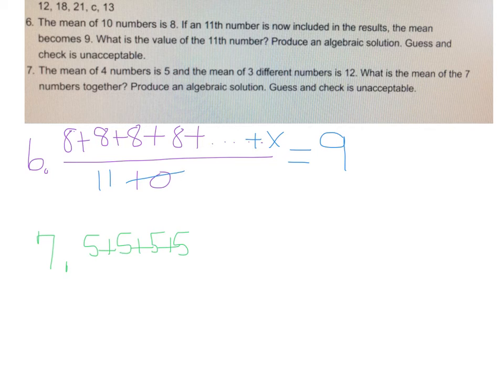And then for the other set of numbers, we have 3 numbers and the mean is 12. Now, it says that they're all different numbers, but you can assume that they are going to add up to 36 anyway, so you can make it 3 twelves. Now, what is the mean of the 7 numbers together? That would be just adding all of those up and dividing by 7. Okay? So I'll leave you to finish that off.